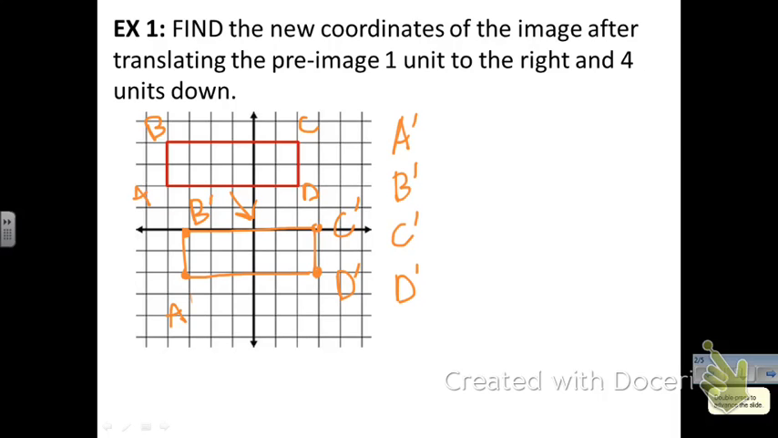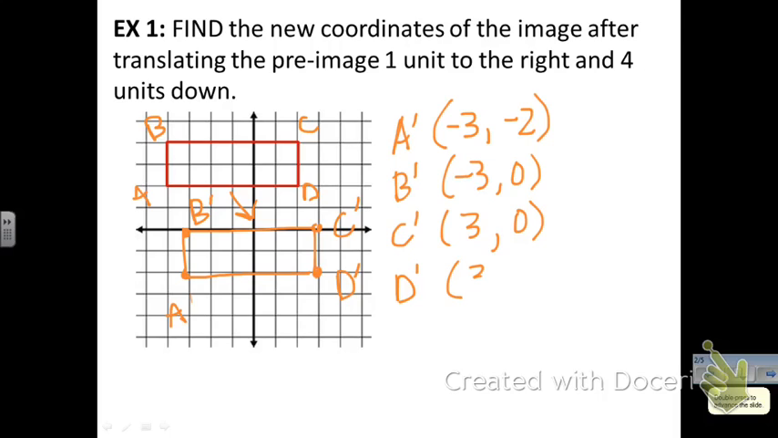So A is back 3, down 2. B is back 3, down 0. C is forward 3, up 0, and D is forward 3 and down 2.